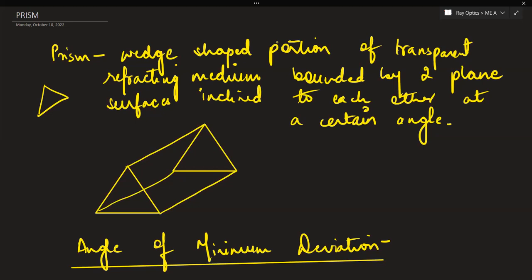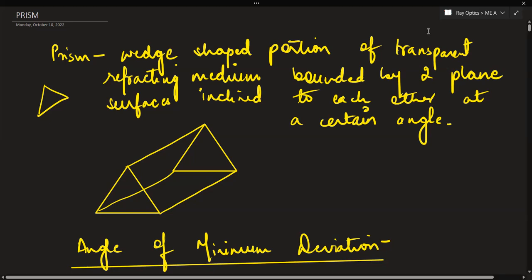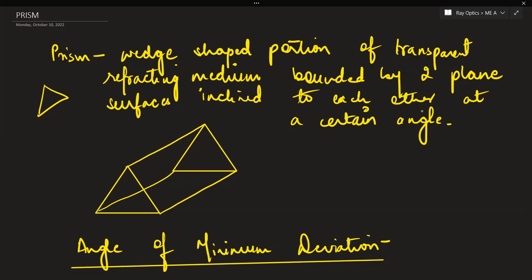This is not just a 3D form of a triangle or in the form of a cone. It is wedge shaped. Wedge, you understand? This shape is known as wedge shaped. So what is a prism? A wedge-shaped portion of transparent refractive medium bounded by two plane surfaces inclined to each other at a certain angle. This angle that is formed by these refracting planes is known as the angle of prism. This is how the construction of a prism is made.